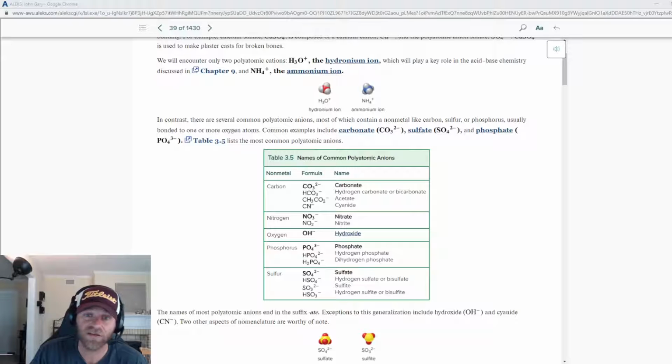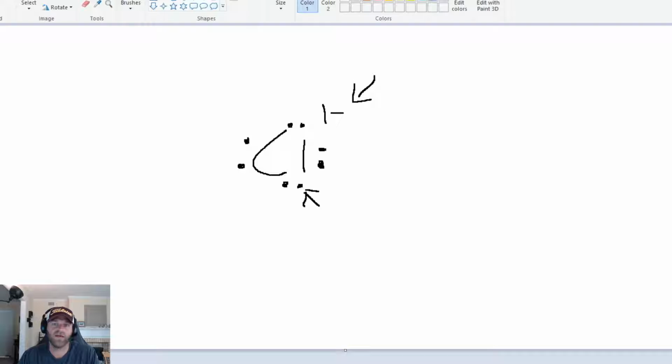These are actually covalent bonds, so the nitrogen and oxygens are sharing electrons, and they've created their own little molecule here, but the molecule has a -1 charge. So you have to treat it as if it was a chloride with a -1 charge. If I go to put this in a compound, let me pull up my paint program.